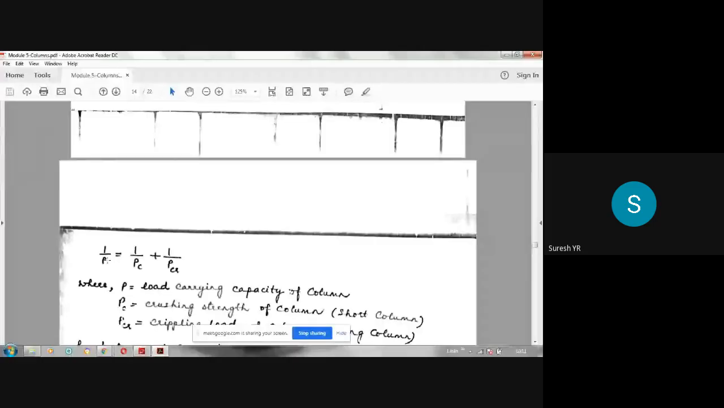PC is crushing strength of the column. So normally for short columns, we call this strength as crippling strength or buckling strength. So it is a combination. You can see here, Rankine has given a form that takes care of both PC and PCR. So this P is the actual load carrying capacity of the given column, used for any type of column.